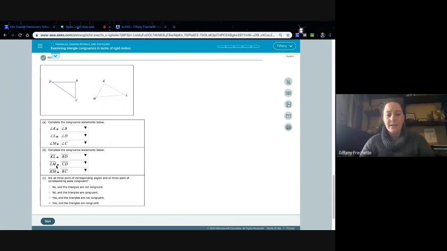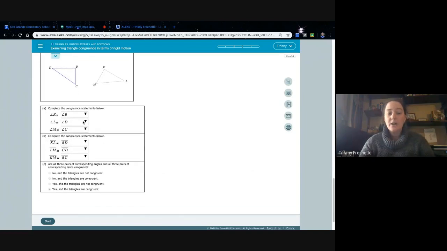And then we do the same thing for the side lengths. Just which side length for the right triangle matched up to which side length for the left triangle. As long as you can match them all up, then yes, the triangles are congruent. So all 3 pairs of corresponding angles and all 3 pairs of corresponding sides are congruent. If you answer no to these questions, or you couldn't match them up, then you would click no.